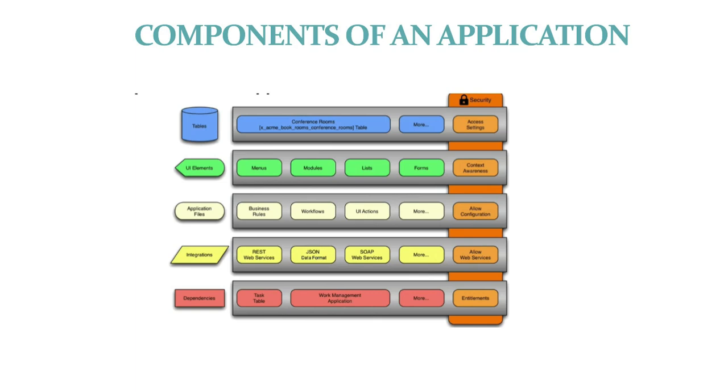A table is generally created when we generate any table, and some security rules are written when these tables are created. UI elements generally contain menus, modules, lists, forms, and application files generally contain business rules, workflows, UI actions, and many more configurations. Integrations generally contain REST web services, JSON data format, SOAP web services, and more. And dependencies generally contain the task table or some other applications if we have any dependencies on another application.